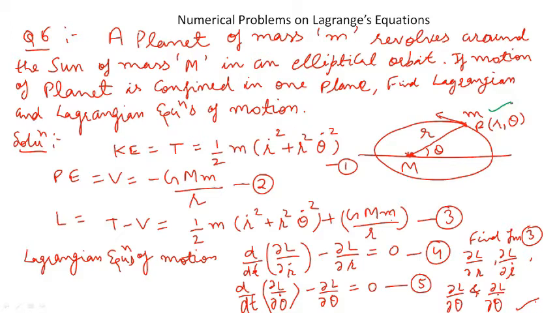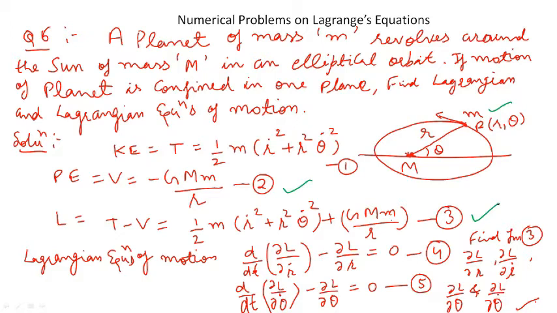The potential energy of the system will be minus G capital M small m upon r, and let us say it is equation number 2. The Lagrangian of the system will be T minus V, so it will be 1 by 2 m (r dot square plus r square theta dot square), and minus will make it plus G M m upon r. Let us say it is equation number 3, and this is the Lagrangian of the system.